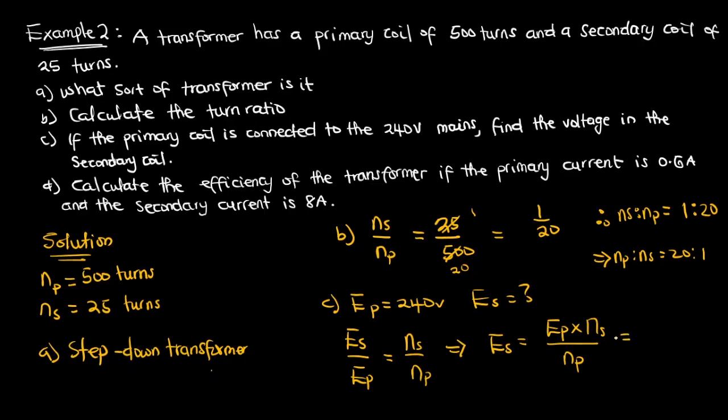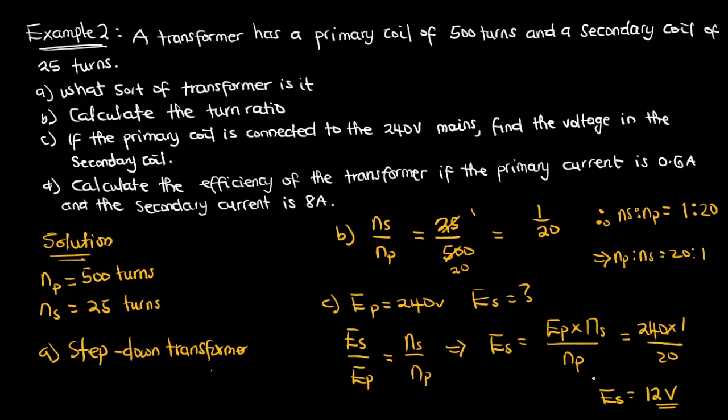So this will be equal to our EP, which is 240 volts, multiplied by the number of turns in the secondary, which in terms of ratio, the NS is 1. So we'll use 1 over here, over the number of turns in the primary, NP, which is the 20 at the bottom here. So this is basically 240 divided by 20, and if you compute that, that will give us 12. So our answer is 12 volts, right?